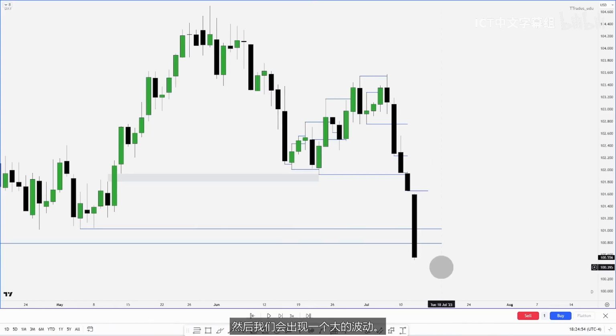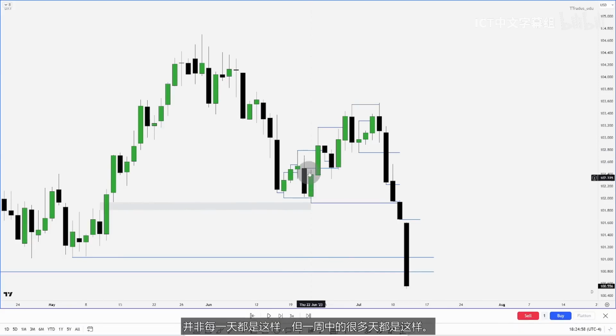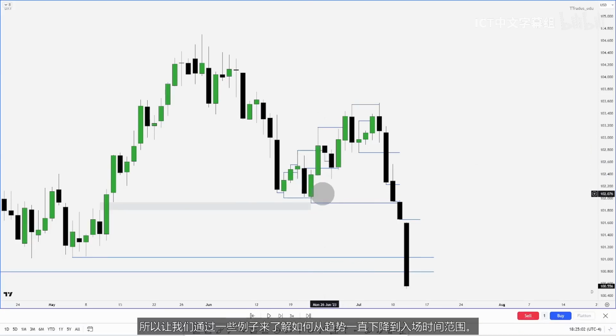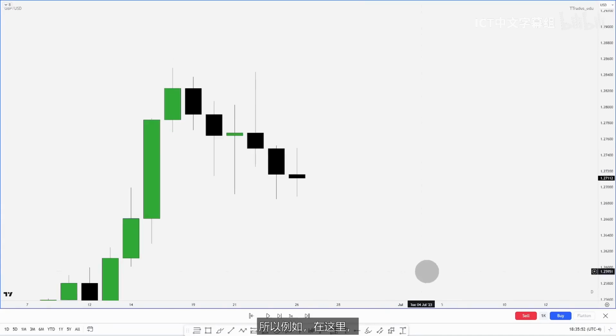And then we get a large move through that. But you can see how you can use just swing points, previous day highs and lows, and displacement and closures over or below structure to frame a narrative. Not every day, but a lot of the days of the week. So let's go through a few examples of going through bias all the way down to an entry time frame.